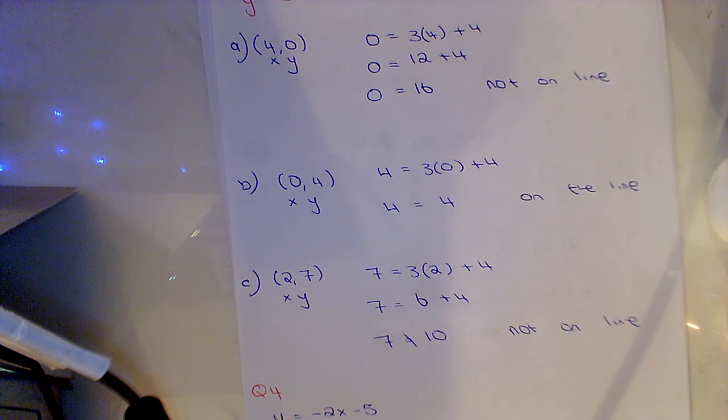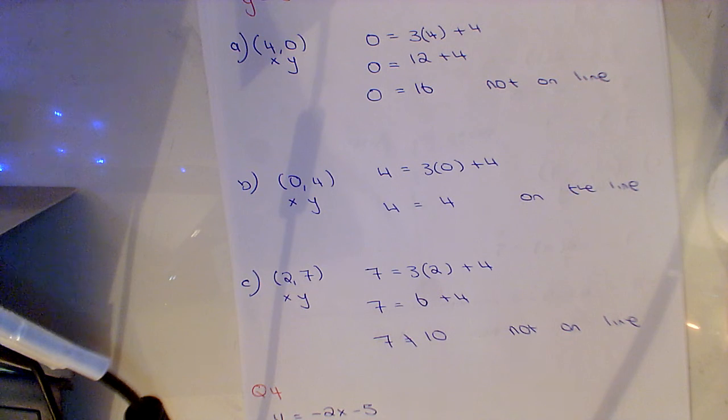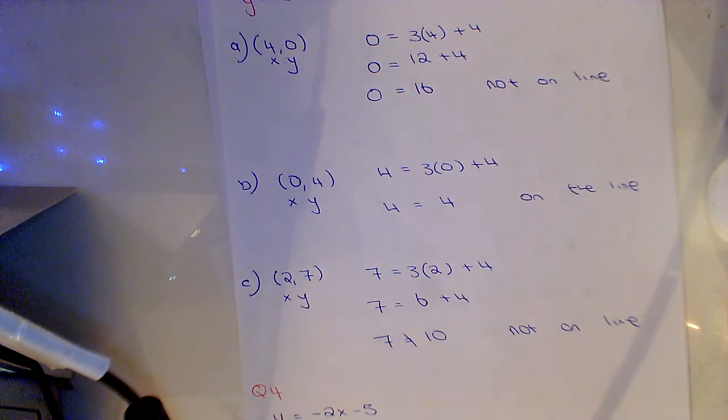So I get 7 is not equal to 10. That point is not on the line. Question 4 then, I have to find which of the following points lie on the line y is equal to minus 2x minus 5, and it says justify your answer.